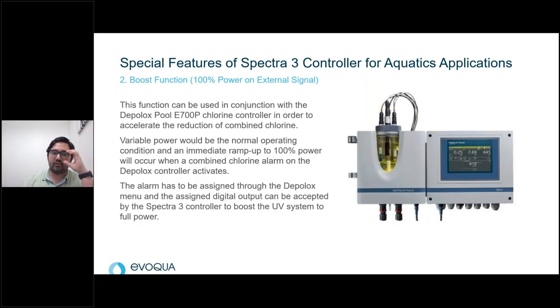Our UV can also be integrated with our WNT water analyzer and controller. This is especially important when your water analyzer can measure the combined chloramine level. If the chloramine level has reached a very high number, the system will trigger the UV to boost the intensity to 100%. Therefore, the chloramine level can reduce quickly.